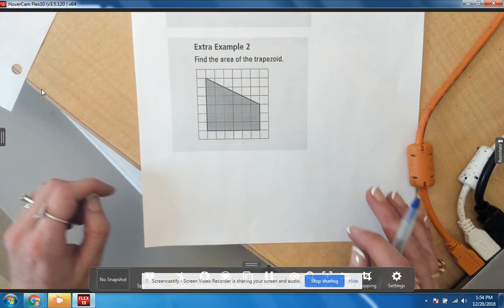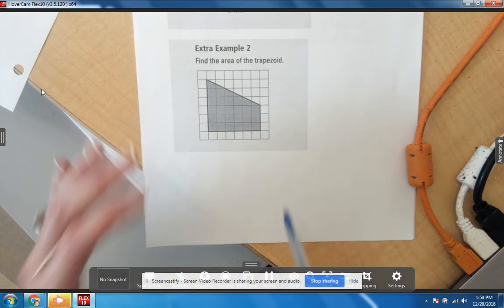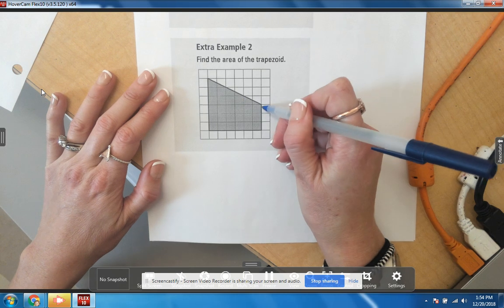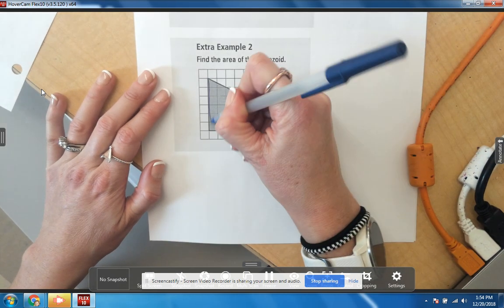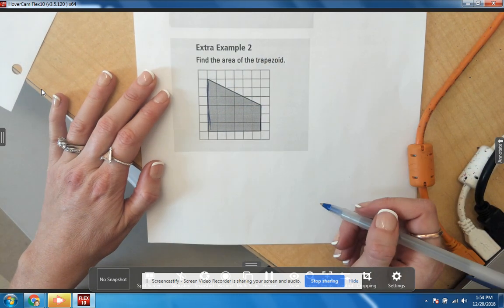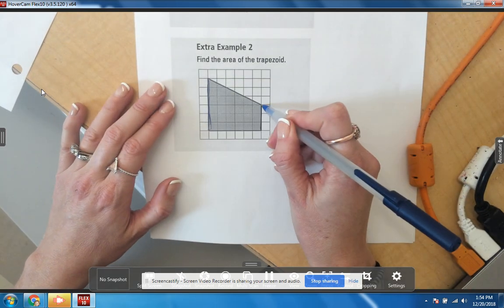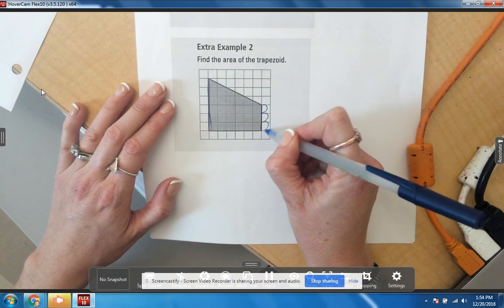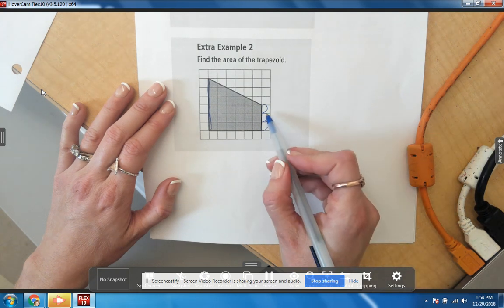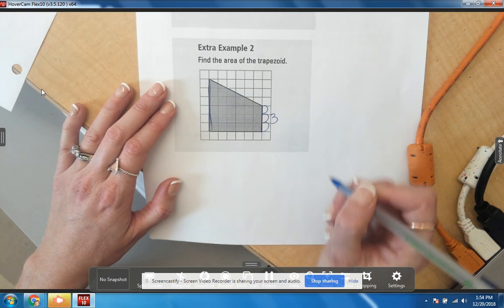Now I'm going to try doing one on the grid. That means we have to come up with all of our measurements. So this would be a base, and this would be a base. I know that because they're parallel to each other. So I have to figure out how long they are. So I'm going to draw loops between squares and count how many I have. So I have 3 loops between the squares. So that has one base of 3.